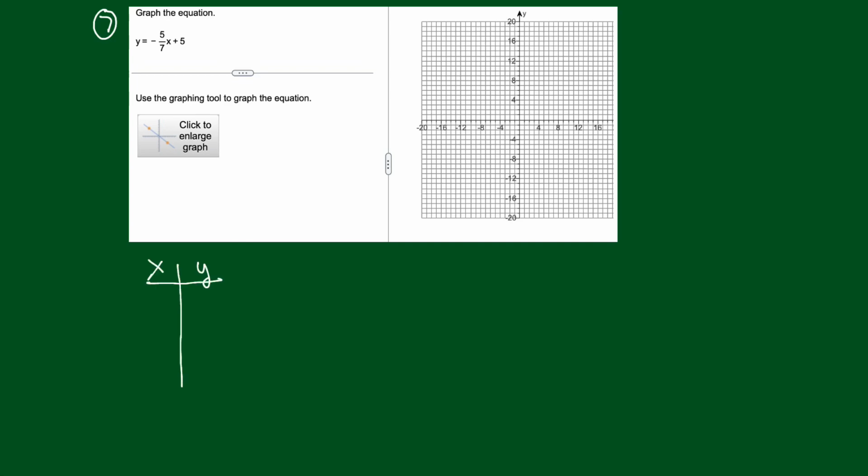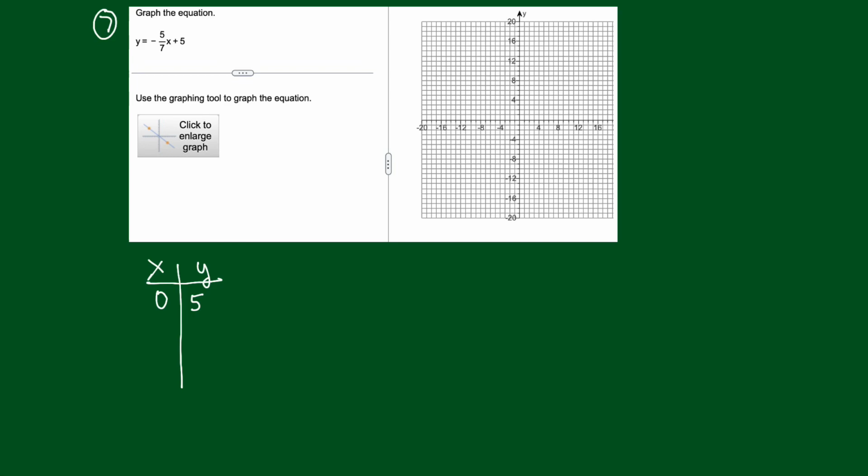All right, so first of all, what if x was 0? 0 is always a good one to choose, easy to compute with. So if x is 0, I'm going to put that 0 right into here, and I'll get what? Negative 5/7 times 0. Any number times 0 is 0, so that's just gone. So I end up with y equals 5. All right, so what I get here is y equals 5.